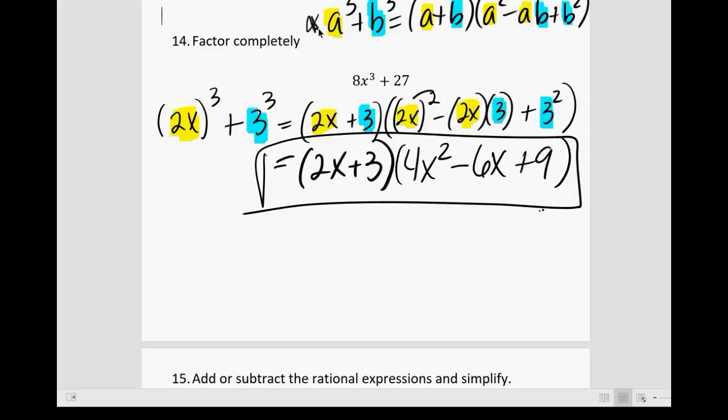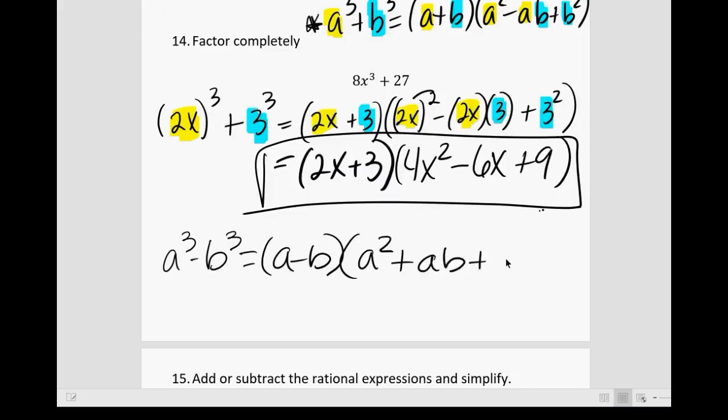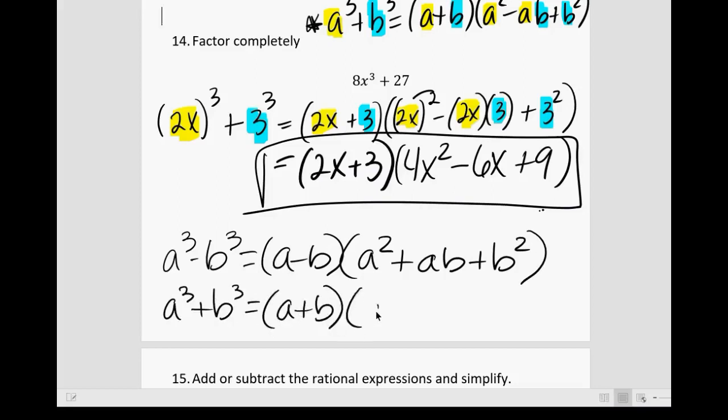You do want to remember your factor patterns. Let's look at the other one, a cubed minus b cubed. That would be a minus b times a squared plus ab plus b squared. All right? So you want to be able to write those out. When you do your final, if I were you, I would memorize these, and as soon as you get your paper, write them all down so you can have them there as a reference.